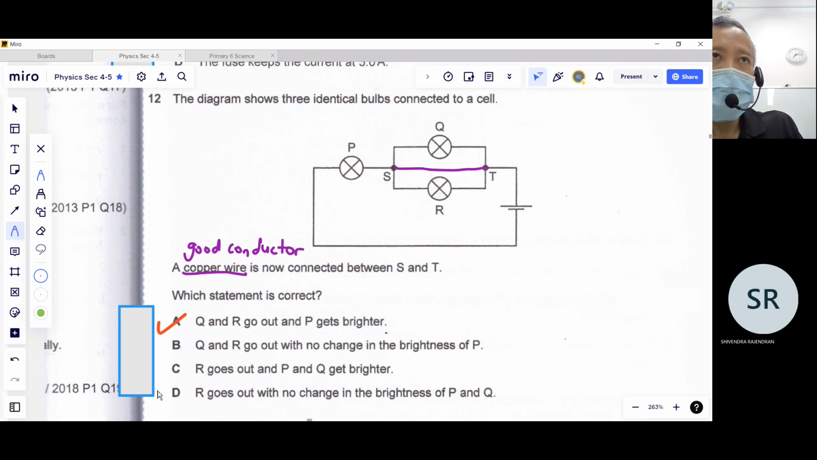By the way, most of the wires around your house are made of copper. Most of them, not all. Because it's a good conductor.